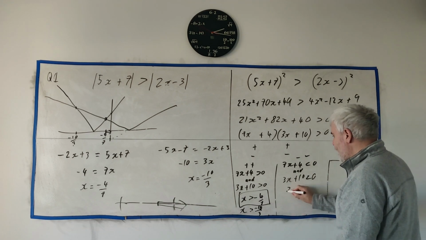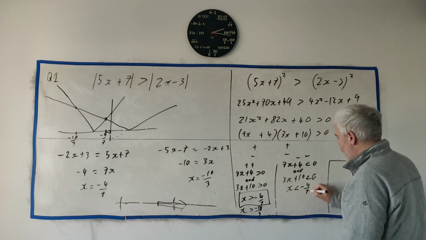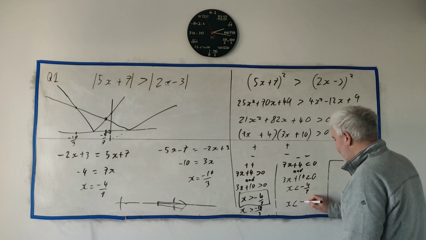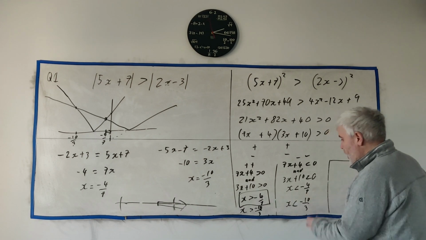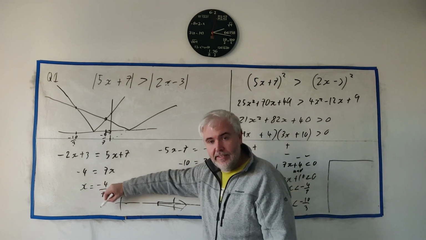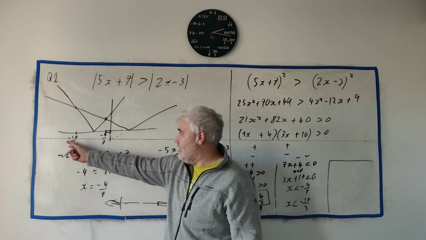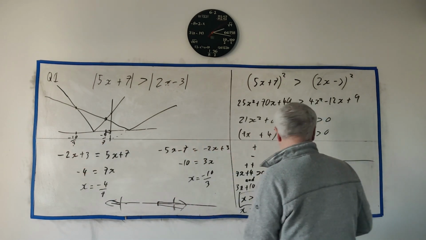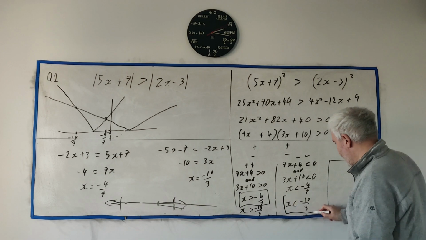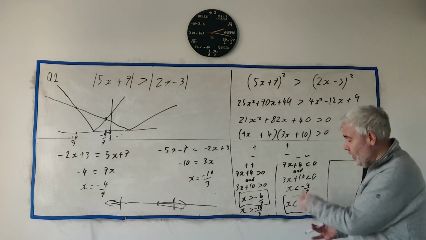That would mean that x is less than minus 4 over 7 and x is less than minus 10 over 3. For both of them to be true, to be less than this and less than this, well, that's like only less than this one. And that is less than there. Which again was the answer we got, this one here. We got this one and this one. That was the answer. So that's another way to do it.